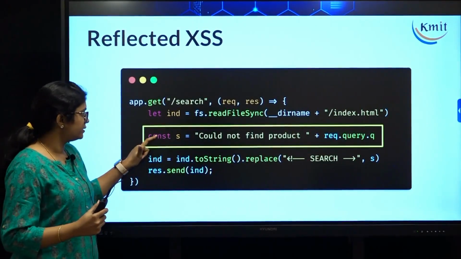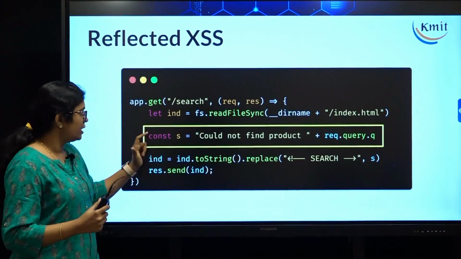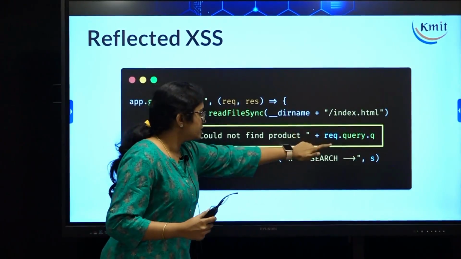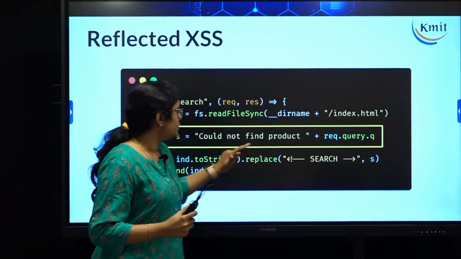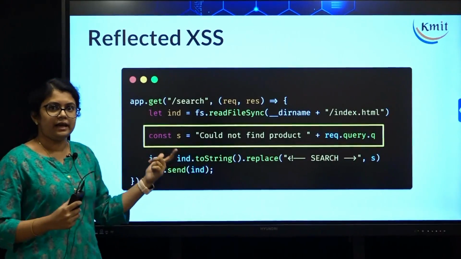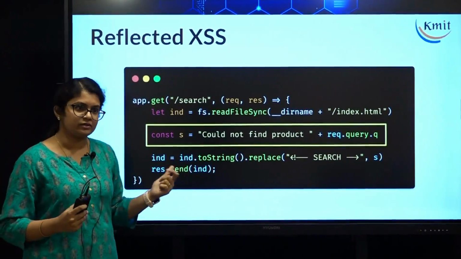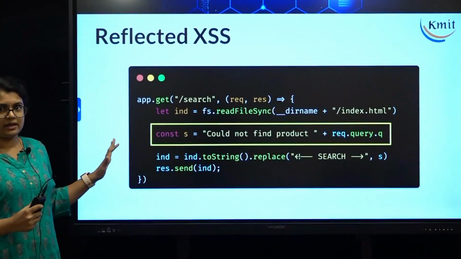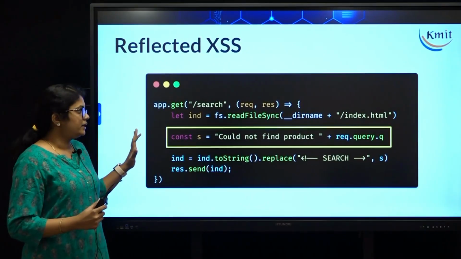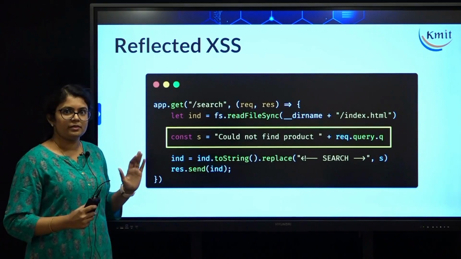So this is getting returned to the user, but there is no check happening in the first place. So we are directly concatenating this value along with the message that we want to display to the user, and hence the alert box is getting displayed to the user. In this case, the major reason for this attack to happen is that there is no proper sanitization in the backend.